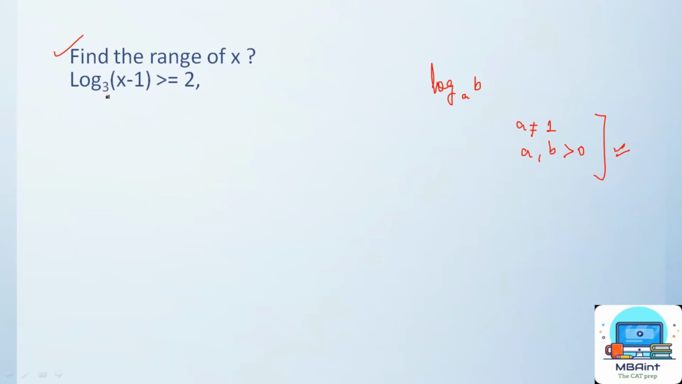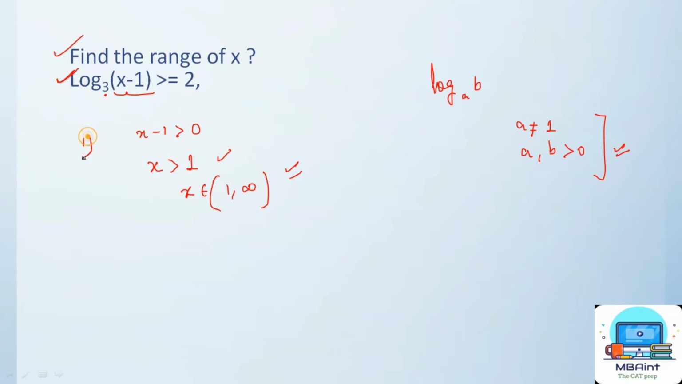I know that this base is not 1 and it's also greater than 0, so this is fine. I just need to check the value here. So x minus 1 should be greater than 0. The first step in the process of solving a logarithm is checking the domain. Remember that. This says that x is greater than 1, so x belongs to 1 to positive infinity. I have got the domain under which this log stands true.